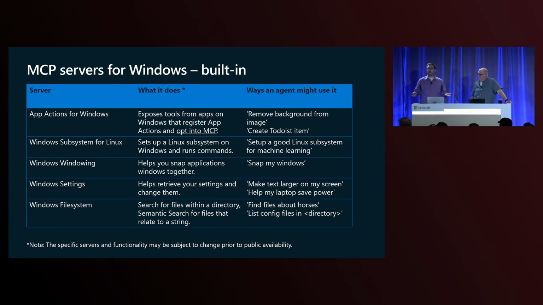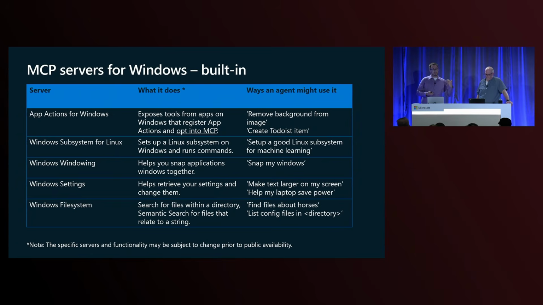If you haven't heard of App Actions for Windows already, that's because we're announcing it this week. It's a great feature that allows app-to-app extensibility that you can learn more about in Breakout Session 220 tomorrow. We're working with many application partners like GoodNotes, Todoist, and SparkMail to make App Actions. And by allowing them to opt in to register App Actions with MCP, we can expose them as MCP servers as well.